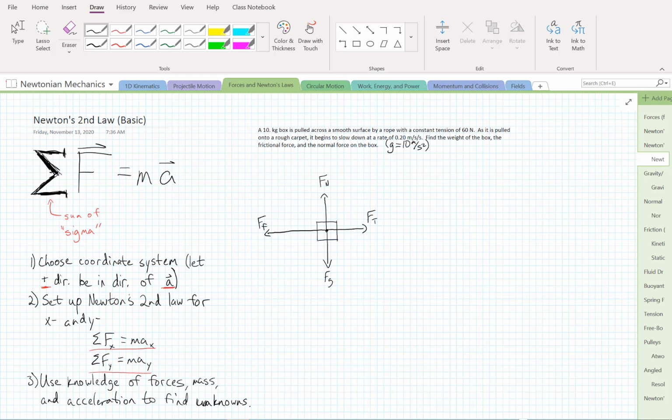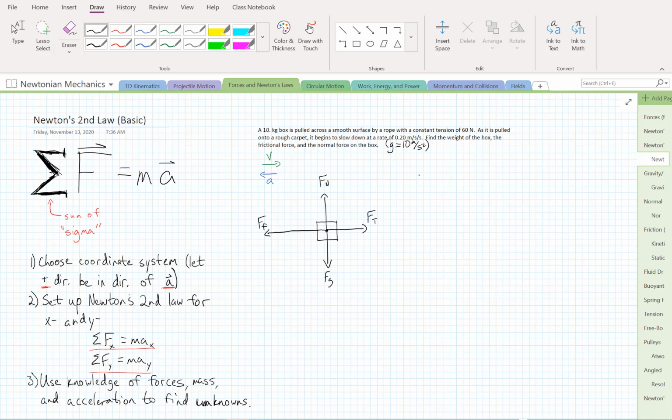Okay, so let's start by just setting up Newton's second law so we get a feel for what that looks like. Actually, let's think about what's going on. We have gravity pulling down, normal force pushing up, canceling gravity. We're pulling our box to the right, which means our velocity is to the right. But the box starts to slow down, which means our acceleration is going to be to the left. So that means that our positive direction is going to be to the left. Since we have no motion up or down, it doesn't matter what our positive direction is up and down.